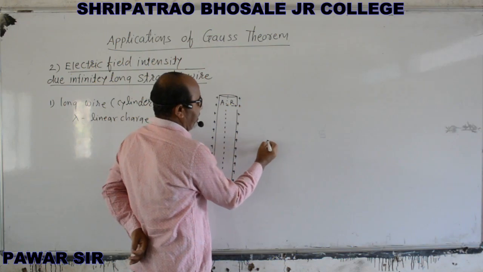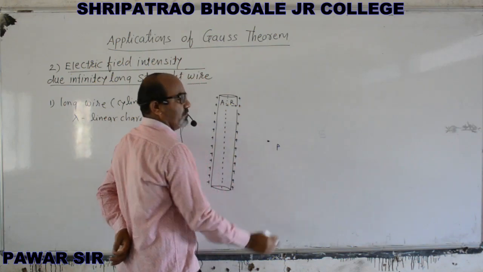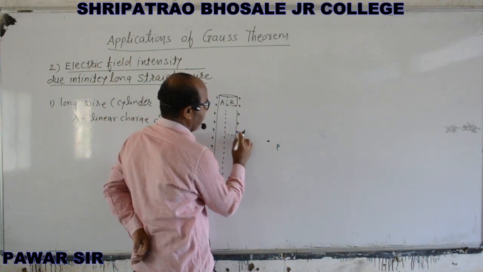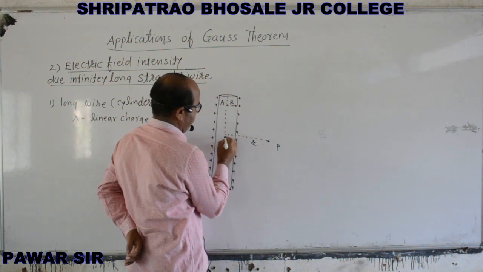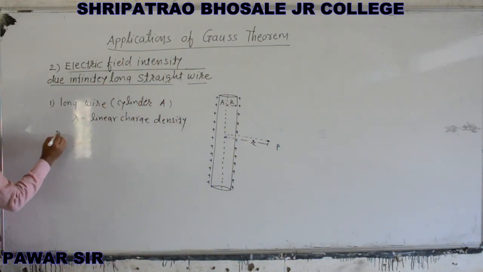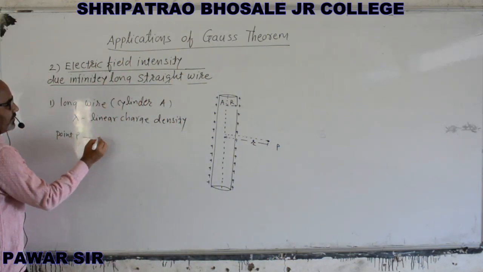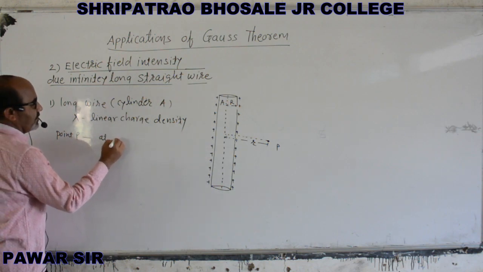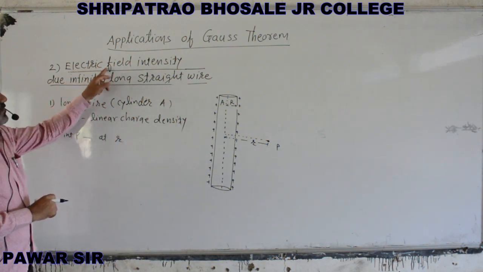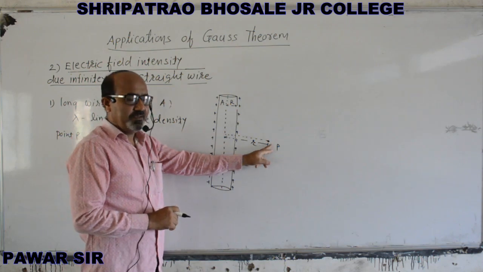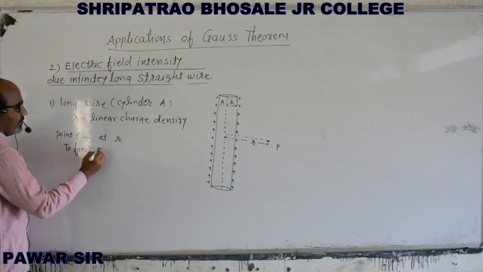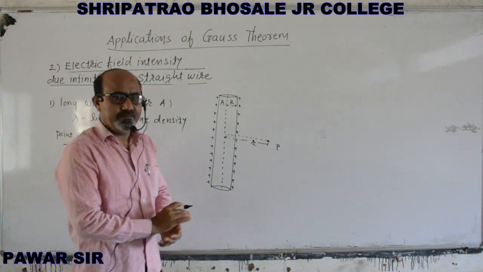Consider a point P at distance r from the axis of the cylinder. So we consider a point P which is at distance r from the axis of the cylinder. We have to find the electric field intensity at this point P. So to find E, we have to use Gauss theorem.